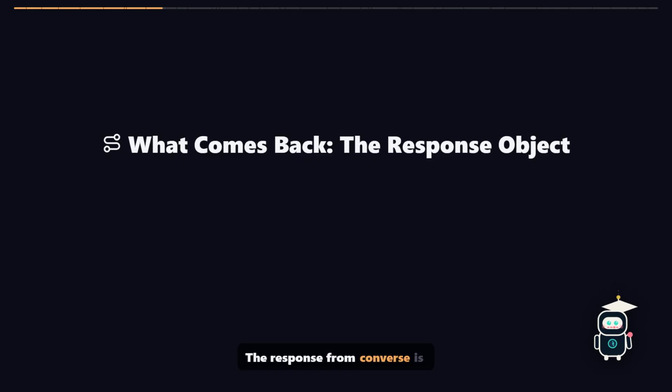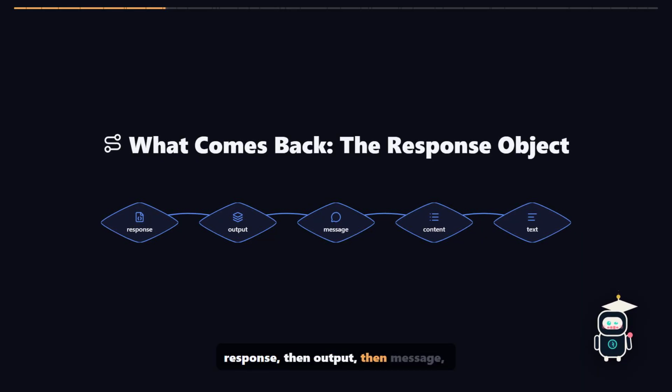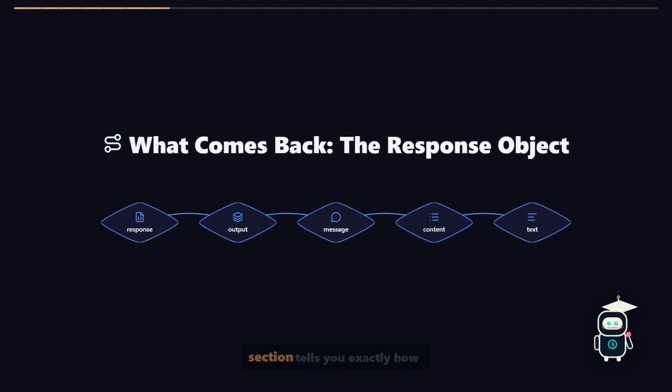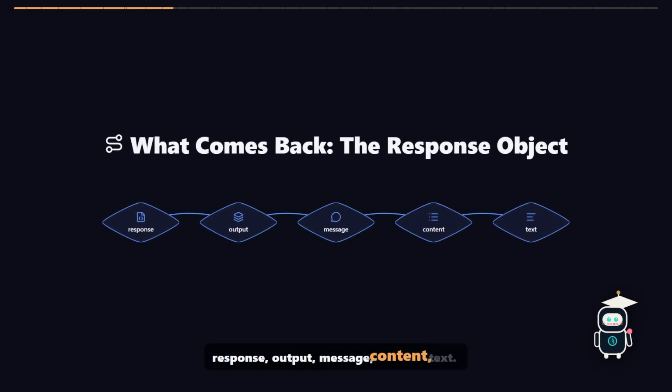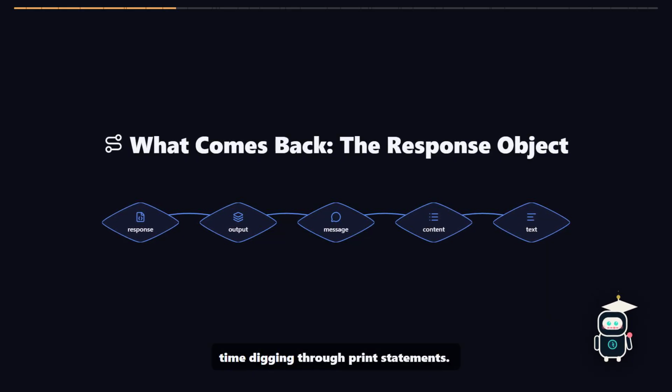The response from Converse is a nested dictionary. The chain you'll use most often is response, then output, then message, then content, then the first item's text. That's your AI's answer. Right alongside it, the usage section tells you exactly how many input and output tokens you burned. Visualize the path: response, output, message, content, text. Commit that path to memory now, and you'll never waste time digging through print statements.